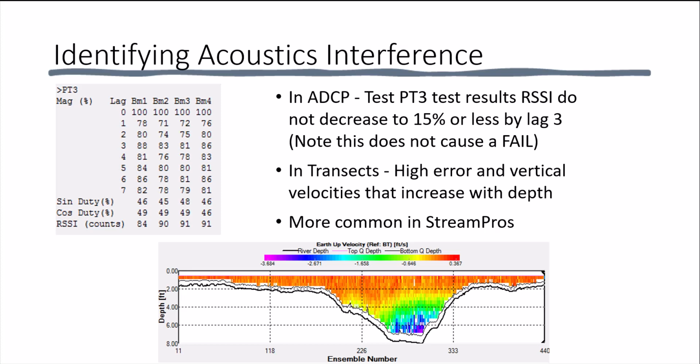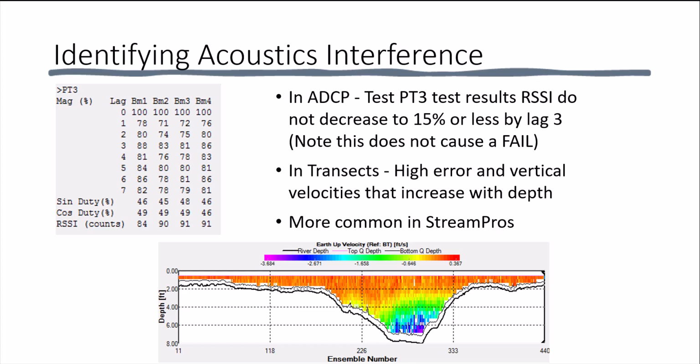Interference in the ADCPs can take two forms. The first and more benign form is that it will increase the background noise level. This form of interference is indicated by the RSSI values in the PT3 test. A typical StreamPro in a clean environment will have RSSI values on the order of 50 to 70.